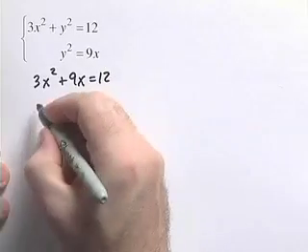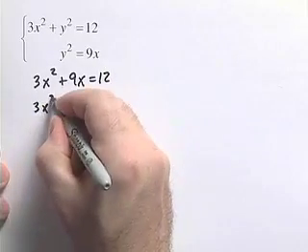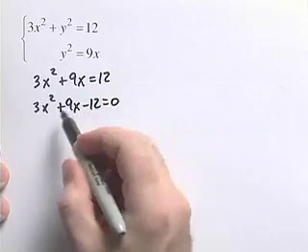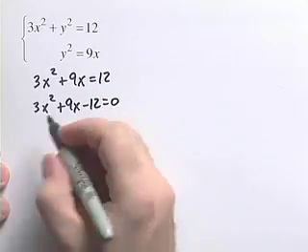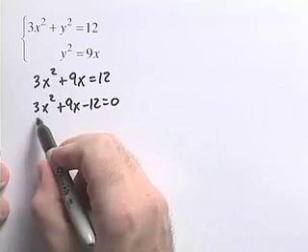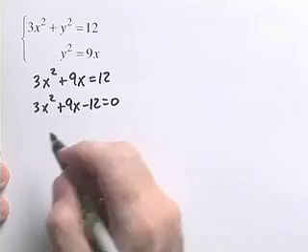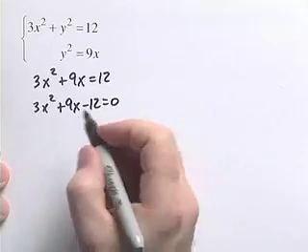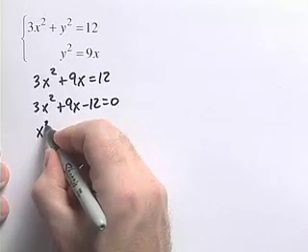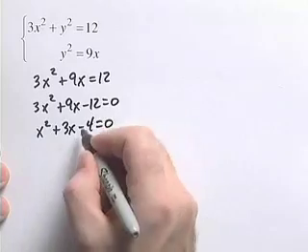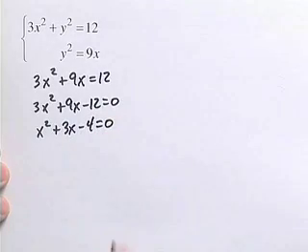We go ahead and subtract 12 from both sides. We'll get 3x squared plus 9x minus 12 equals 0. And then we can try to solve this by factoring. Before we do that, we'd like to go ahead and divide through both sides by 3, since each of these coefficients has a common factor of 3. If we do that, we'll get x squared plus 3x minus 4 equals 0. This gives us some smaller numbers to work with.